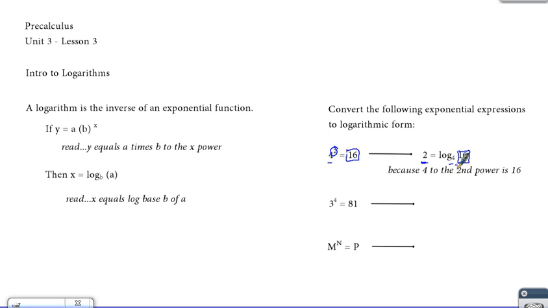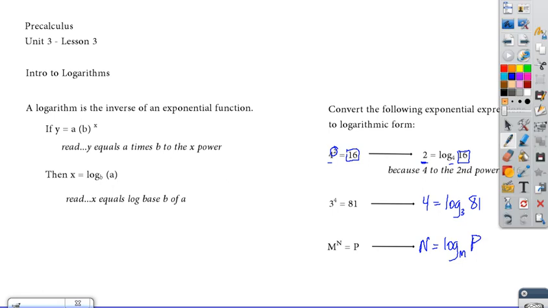Okay, so 3 to the 4th power equals 81 would say 4 equals log base 3 of 81. M to the n power equals p would tell us that n, the exponent, becomes the answer, equals log base m, base stays the same, of p. The answer became the logarithm. Again, that makes sense because we're talking about inverses here, so the answer becomes the problem. The problem becomes the answer.